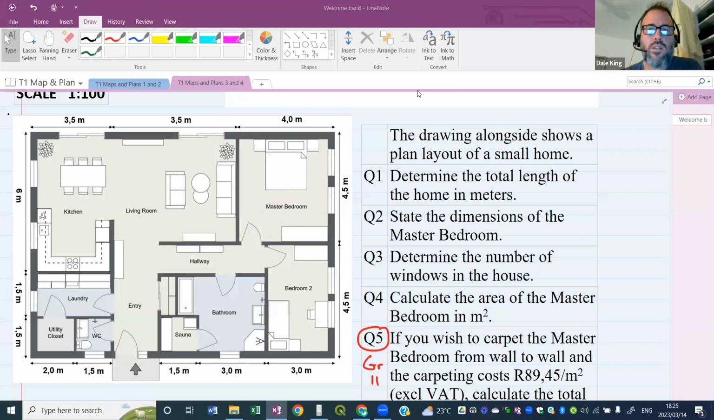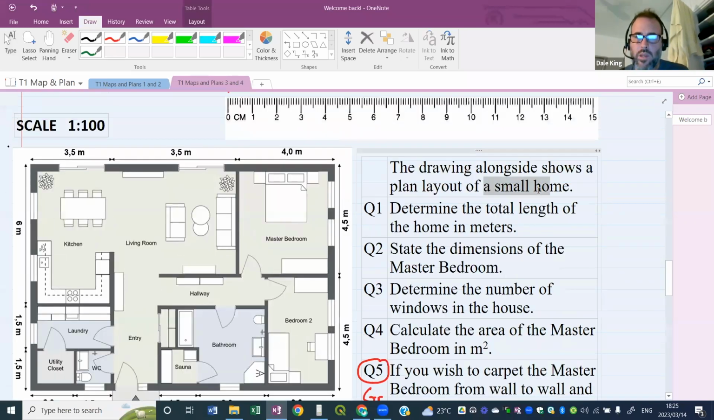Oh, I see, Janu. Okay, so you worked out the perimeter of the home. Is that what you did? You added them all up. Oh, is that what you guys are doing? You're adding them all up. So the question says determine the total length of the home in meters. Oh, so you think that the words total length means perimeter.